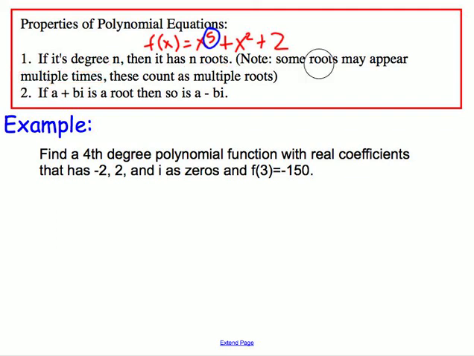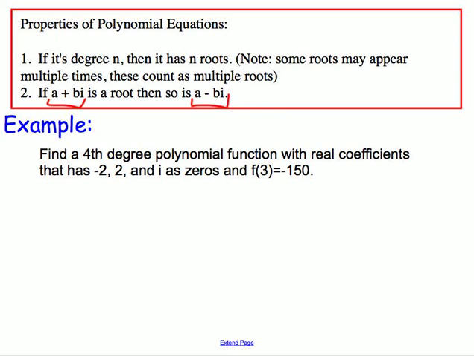So if a plus bi is a root, then so is a minus bi. So they come in pairs. They come in conjugate pairs. When we're looking at roots, so we're talking about imaginary and real roots, when we have imaginary roots, they come in pairs. So if there's one, then there's definitely a second. Okay? So what we're going to do here is use these 2 facts to help us write a rule.